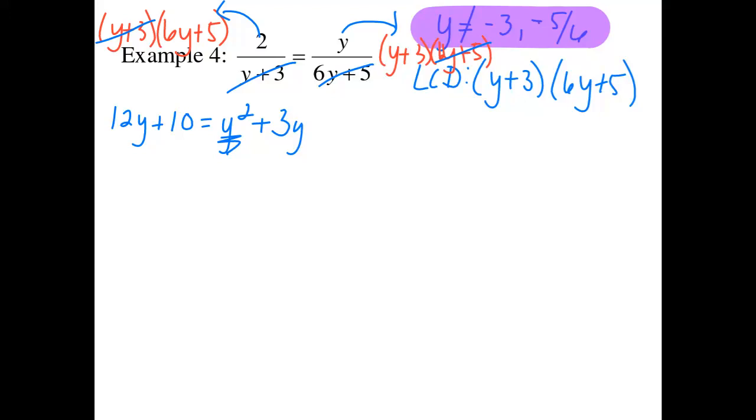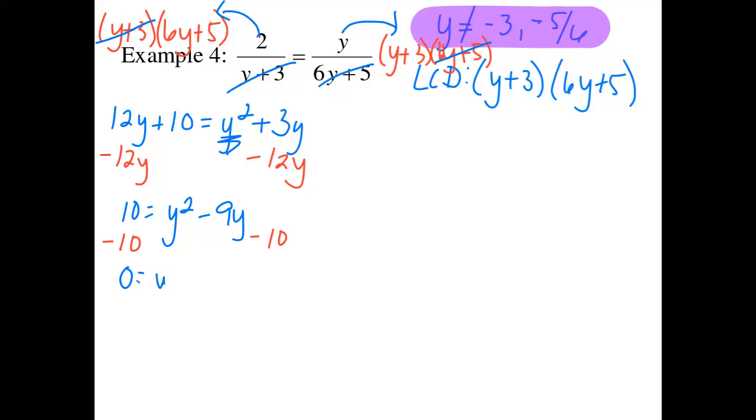So I'm going to start by subtracting 12y on both sides. So we'll get 10 equals y squared minus 9y. Then I'm going to move over the 10, and the reason I'm doing this is so that now we have 0 equals y squared minus 9y minus 10. And we need that because now when I factor what's left over, I'll have factors set equal to 0. I can set them each equal to 0 and solve. So next we need to factor the trinomial.